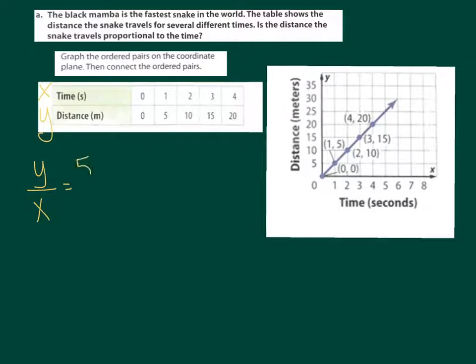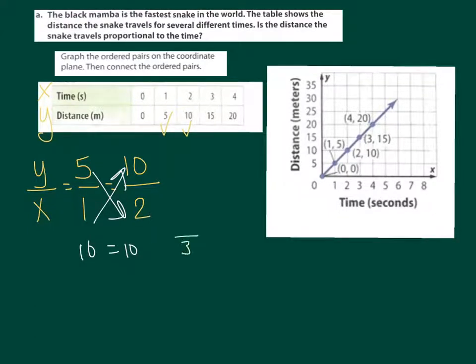So I have 5 meters over 1 second, and I'm going to test to see if that is equivalent to 10 meters over 2 seconds. Remember from our last video we said we could cross multiply and check if our cross products were the same. So 5 times 2 is 10, and 1 times 10 is 10. So our first two values in the table are proportional, or equivalent. Now let's see if the next couple are as well.